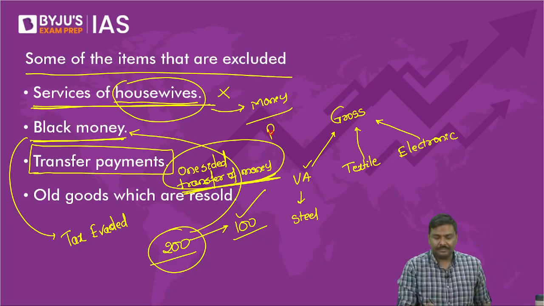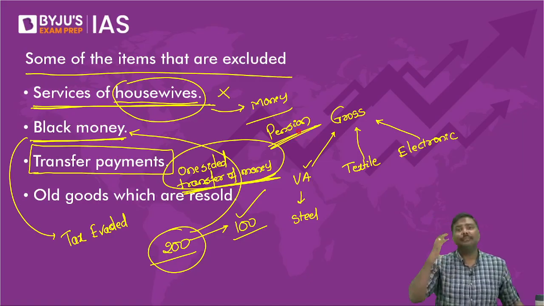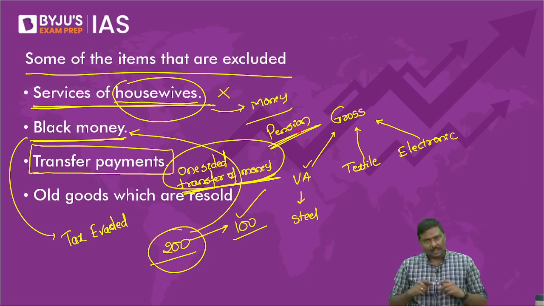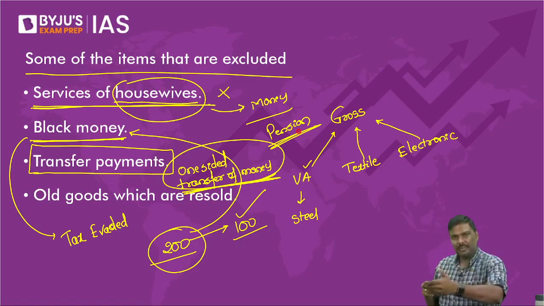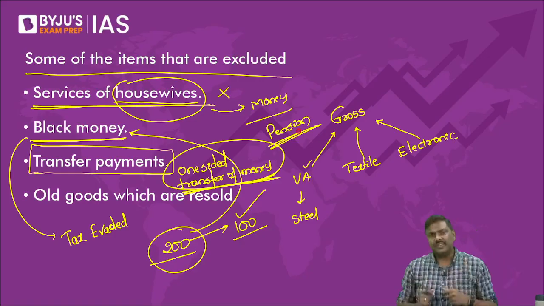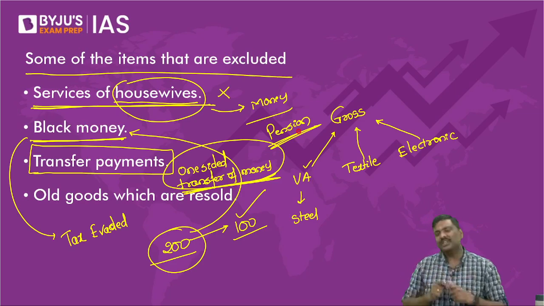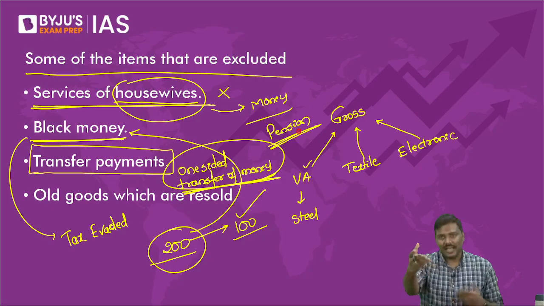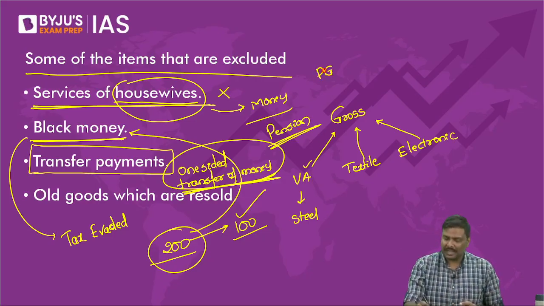Pension payment. You tell me, pension payment. Don't you think the pension that is paid by the government is a one-sided transfer? Is there any exchange of goods and services? Or else, I'll give you a current affairs example: Pradhan Mantri Garib Kalyan Anna Yojana. But again, this is a wrong example. I'll tell you why.